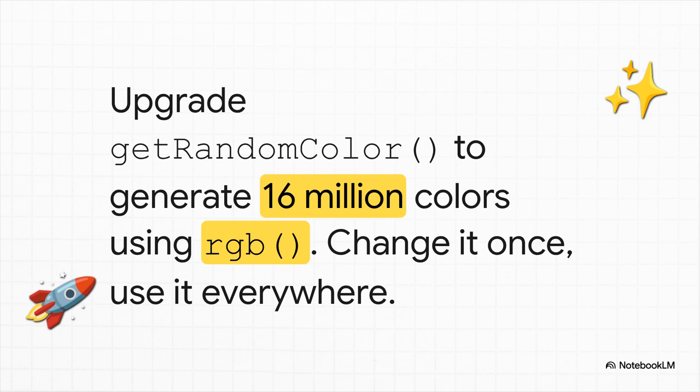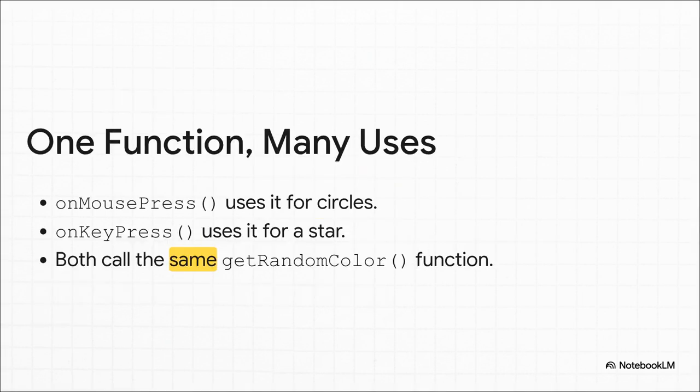Every single part of our program that uses this function is instantly upgraded. And this is just a perfect example of reusing code. Our on-mouse press function is still calling getRandomColor to make circles.